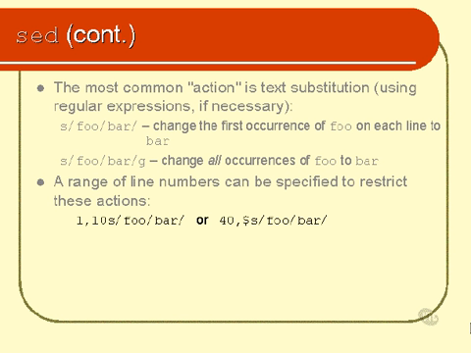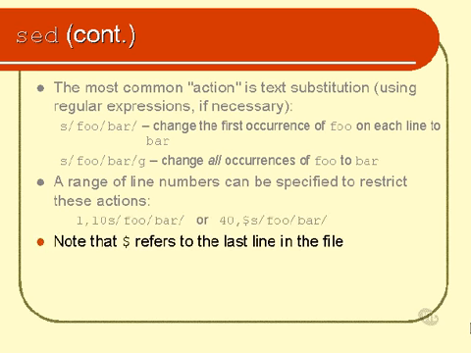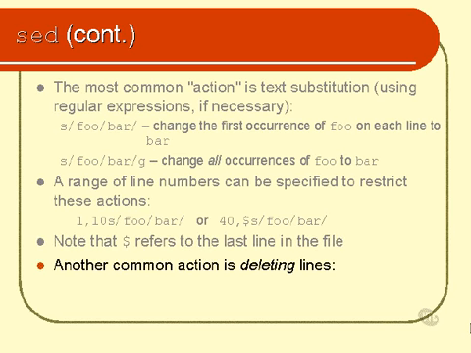Or alternatively, you could say 40,$. Now the dollar actually means, in this case, the last line of input. So all the way from line 40 to the last line of input, I want you to substitute foo for bar. If you don't specify line numbers, then the actual actions will be performed on every single line of input. And as I mentioned before, the dollar refers to the last line in the file, or last line in the input, more accurately.